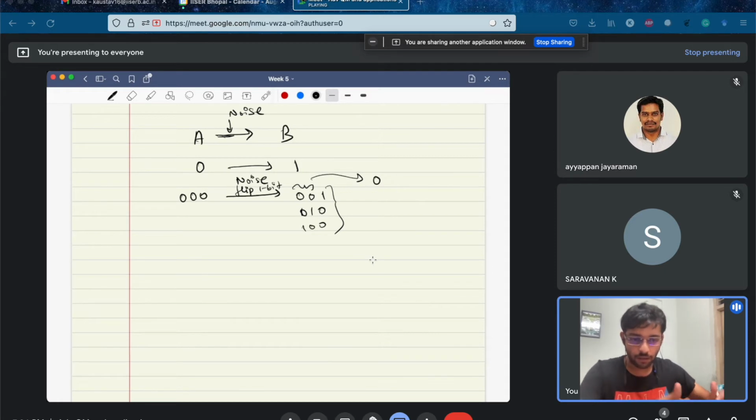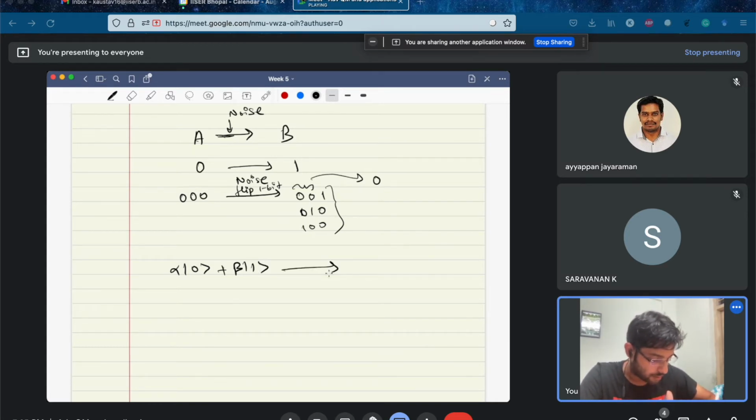But you have seen in the lectures as well that you cannot copy quantum states, right? So if you have alpha 0 plus beta 1 and you want to send it to B, let's say A has the superposition state and you have to send it to B. So you have seen in the quantum teleportation protocol in the lectures that through a certain number of unitary transformations and the measurement on the qubits, you can actually send the same state to B.